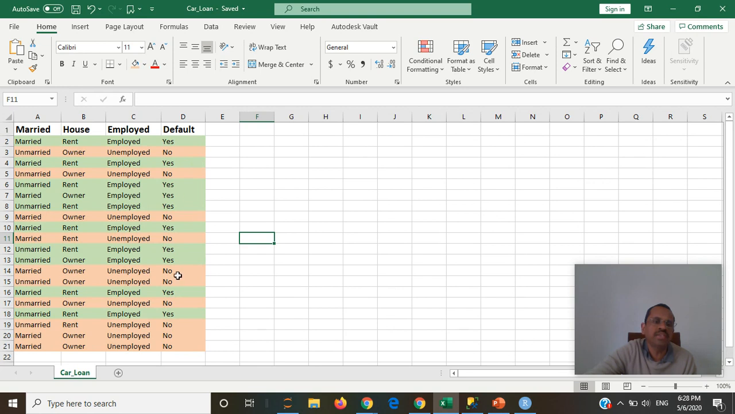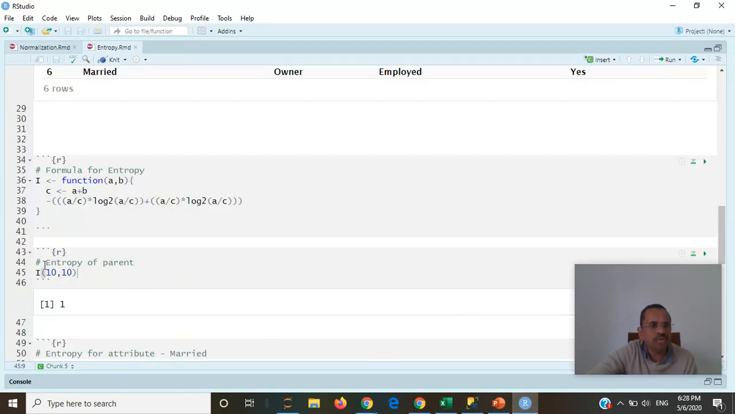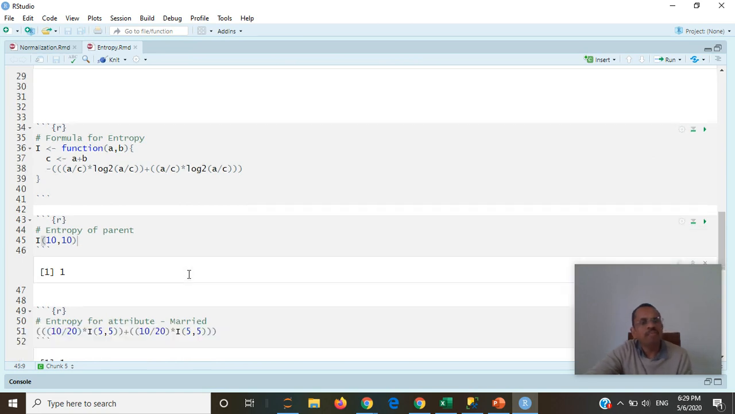So there are 10 yes and 10 no. So this is a very impure group, having high entropy. We can see that from the code also. So the entropy of the parent, that is 10 A and 10 B, that is 10 instances of one type and 10 instances of the second type, that is 10 yes and 10 no are there in our table for the target. So the entropy is 1, that is maximum impure.